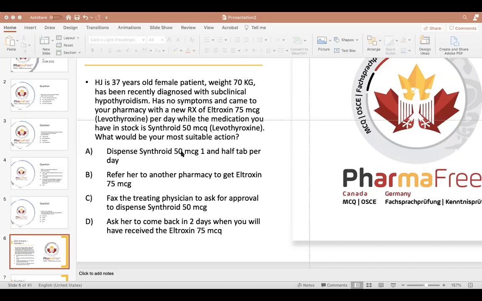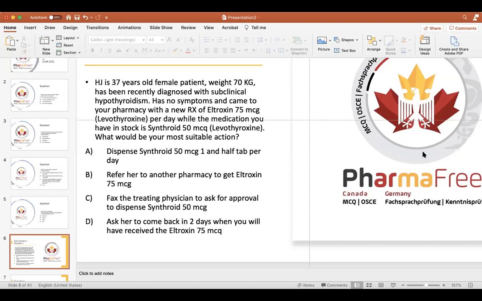It's A. Centroid 50 microgram, 1.5 tablet per day. That's it. So we just treat it like any other medication. That's as simple as this. As long as it's the first time prescription, you can dispense the brand or just the actual active ingredient. The only difference is because they have different interchange, only equivalent.